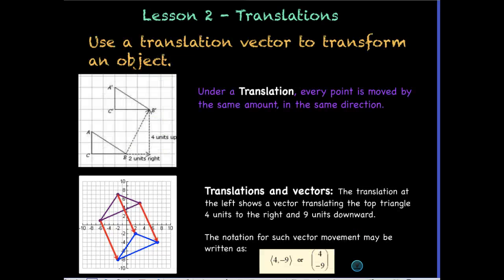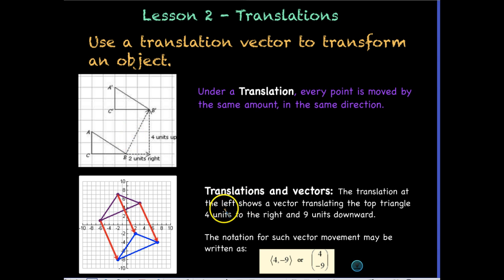Let's look at an example now where we're going to use a translation vector, it's called, to transform an object. Under a translation, every point is moved by the same amount in the same direction. It's just a slide. In this first example, we have moved everything 2 units to the right and 4 units up. So this vertex B went 2 right, 4 up. The vertex C went 2 right, 4 up, and the vertex A went 2 right and 4 up to get our image up here, our new location.